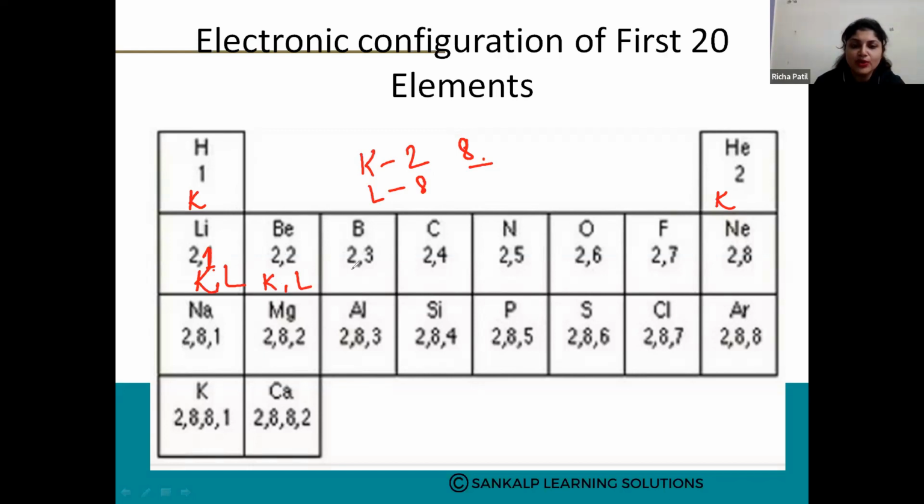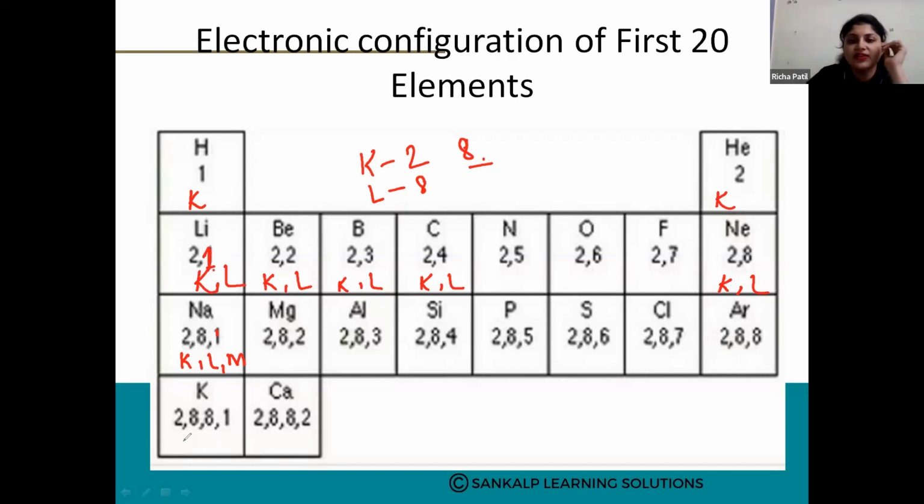So then boron is 2 and 3, K, L. Then this also 2 and 4, K, L. Then this is 2 and 8. So this is your shell L, it gets completed. Next it goes to 1, so it is K, L, and M shell, right? It goes to the next shell. Like this, you are going to fill the electrons.